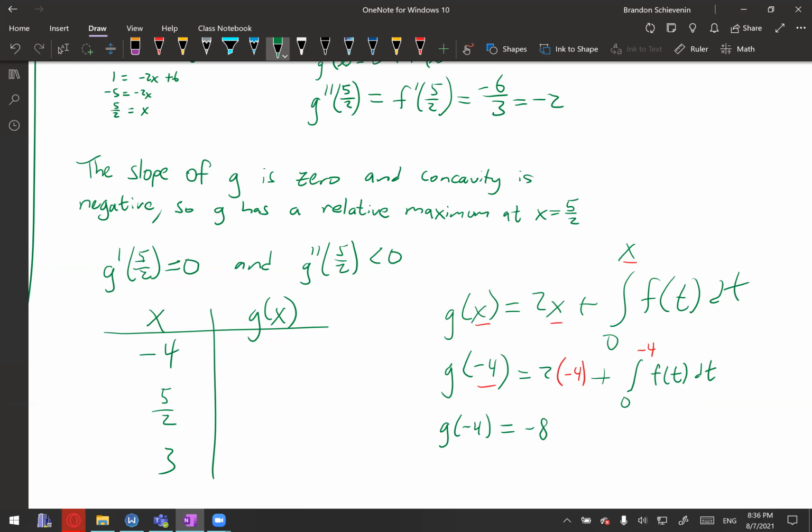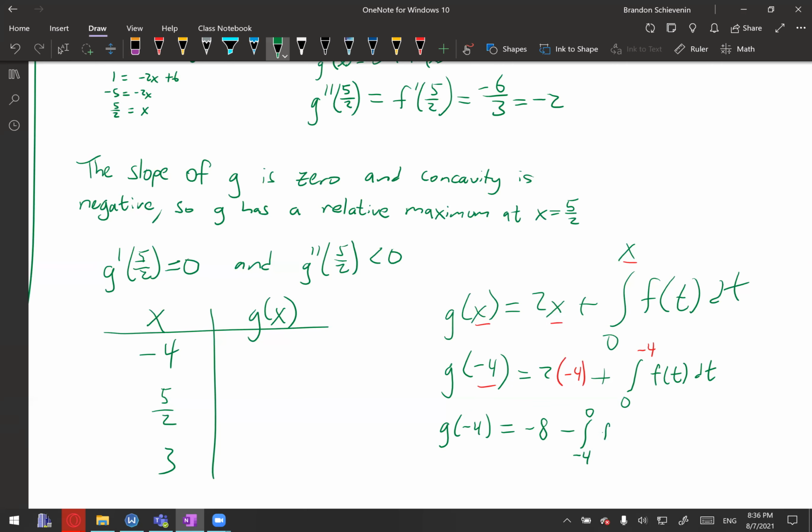Flip it. Okay, I want to flip it. Every time that I flip my integral, my sign will change. So this will become -8. Plus, no, minus. Integral from -4 to 0.